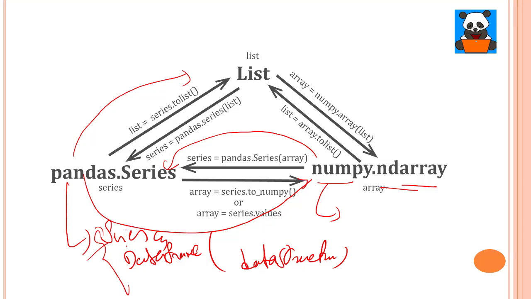Series is for just taking rows, and data frame is a combination of both rows and columns. So keep that in mind.